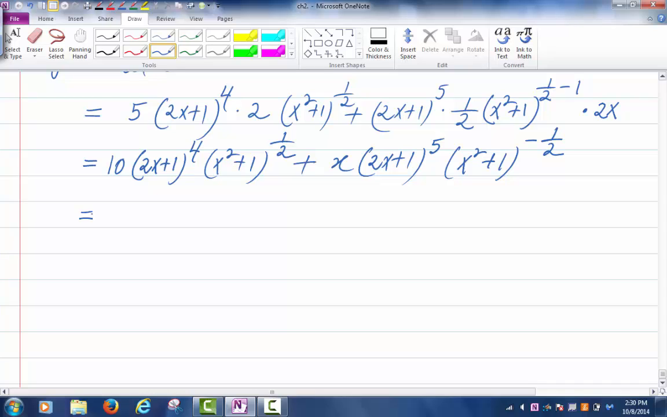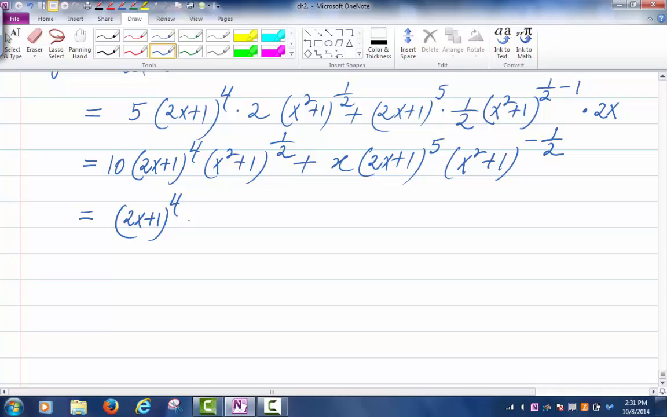Simplification here, the way you should do it is the following. Notice that I can factor out (2x + 1)^4, right? Because (2x + 1)^4 would be a common factor of the two terms. So I can factor out (2x + 1)^4. Is everybody okay with that?